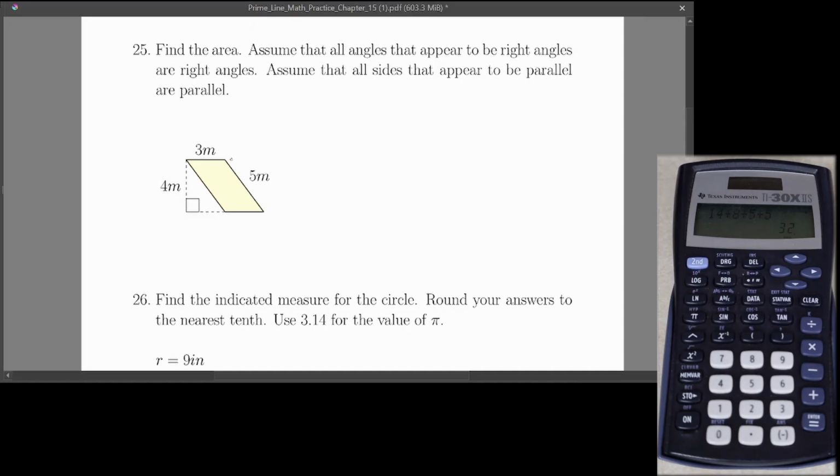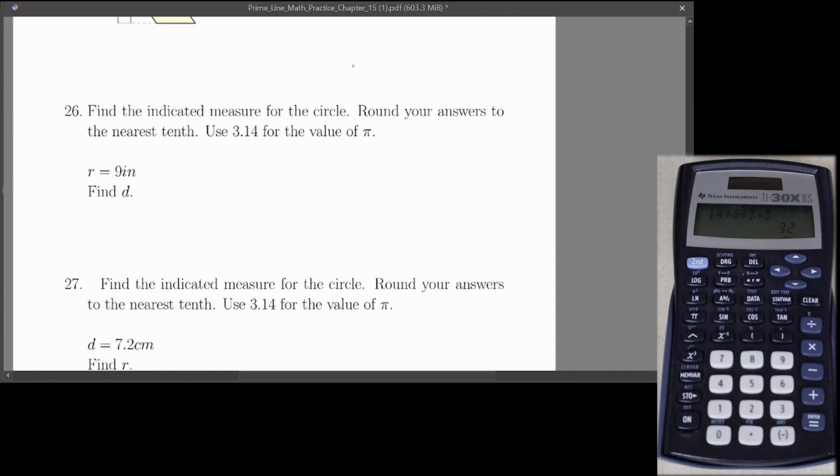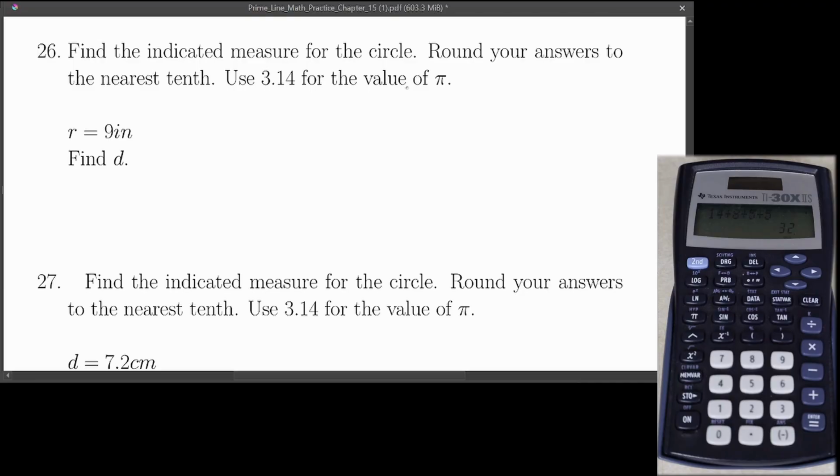Okay, another parallelogram. We just need this value and this value. We'll take 3 times 4, and that gets us 12 meters squared.